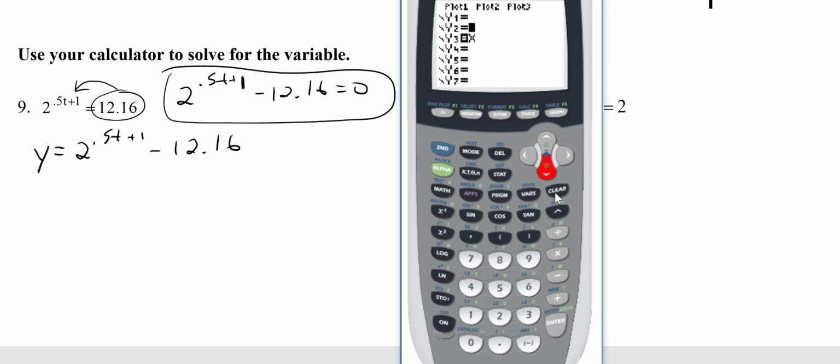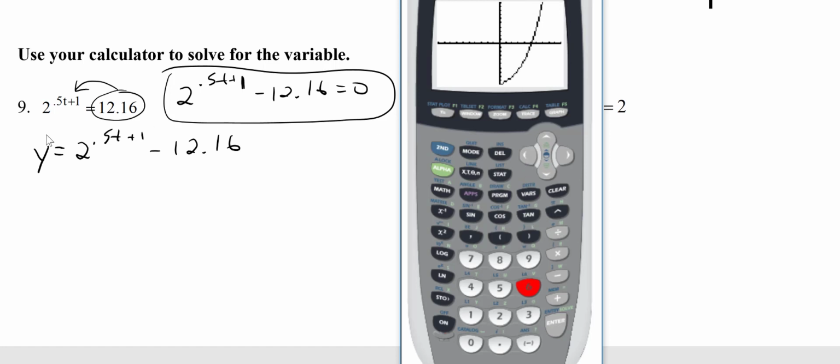And I'm going to clear this last thing out here, and I'm going to put in y is equal to 2 raised to the 0.5x plus 1, minus 12.16. Make sure your cursor is over before the minus. Okay, so I'm going to hit zoom 6 to show you what the graph looks like.